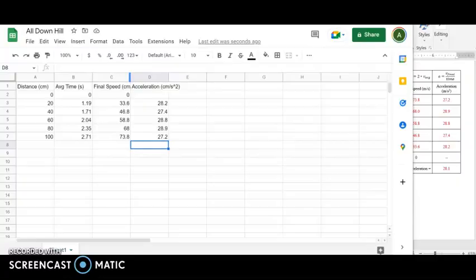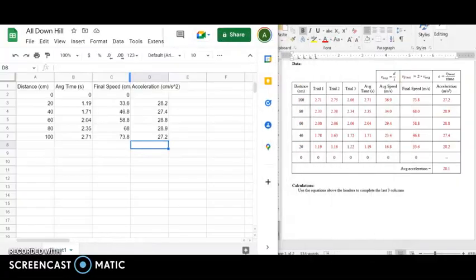And then we'll go to the computer and make some graphs using Google Sheets. All right, I've typed in my data here. I took 3 trials for each distance, averaged them together to smooth out some of the error inherent in timing things by hand. And then I used these equations from the top, the same equation that I used before that assumed constant motion.